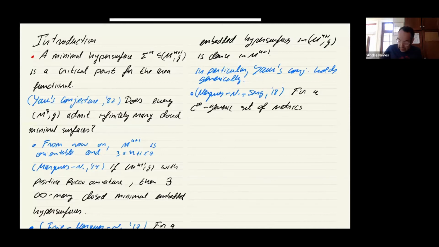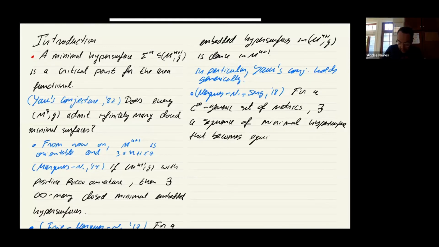there is a sequence of minimal embedded hypersurface. They are all closed and smooth. So let me just say minimal hypersurface to mean something that's a closed, smooth, minimal embedded hypersurface. There exists a sequence of minimal embedded hypersurface that becomes equidistributed in M, in the ambient manifold.